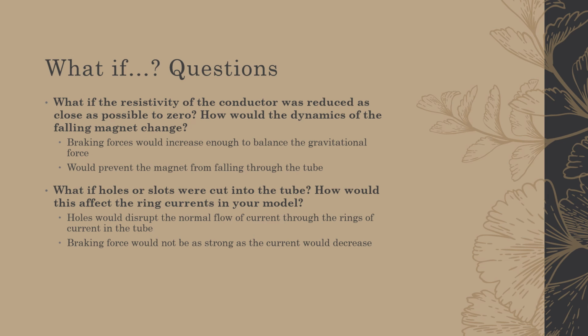What if the resistivity of the conductor was reduced as close as possible to zero? How would the dynamics of the falling magnet change? The braking forces would increase enough to balance the gravitational force, and this would prevent the magnet from falling through the tube. What if holes or slots were cut into the tube? How would this affect the ring currents in your model? Holes would disrupt the normal flow of current through the rings of current in the tube, and the braking force would not be as strong as the current would decrease.